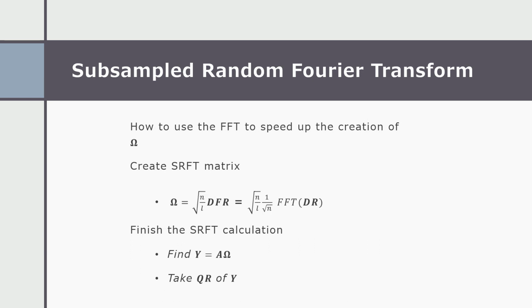We can speed up the creation of the omega matrix by taking the FFT of dr instead of using the DFT. Then we just multiply A times omega to get Y, and you take the QR just like we did in the Gaussian method. I think it would be interesting to apply a power iteration here, but that wasn't in the Halko-Martinsson paper.